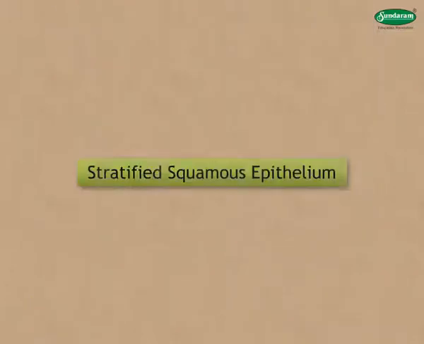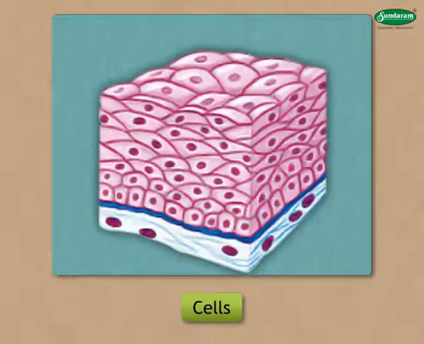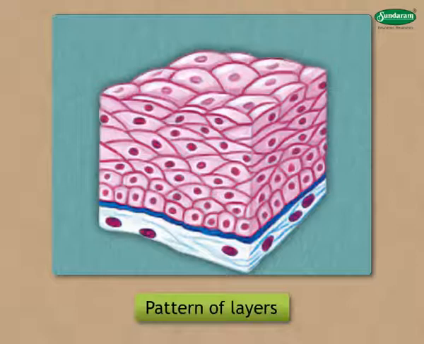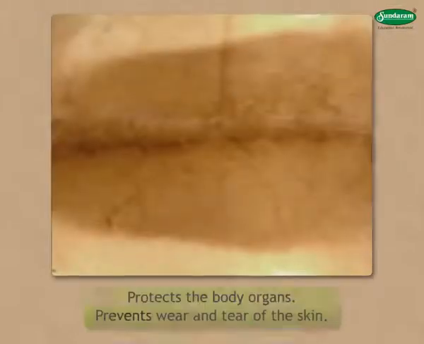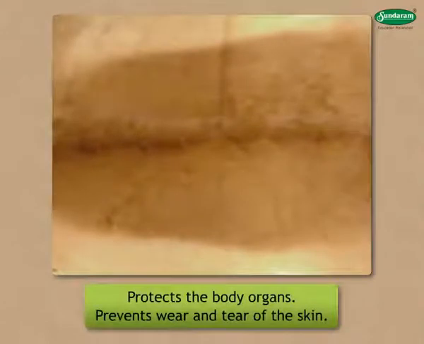2. Stratified squamous epithelium. The cells of this tissue are arranged to form a pattern of layers. They are found in the outer layer of the skin. It protects the body organs and prevents wear and tear of the skin.